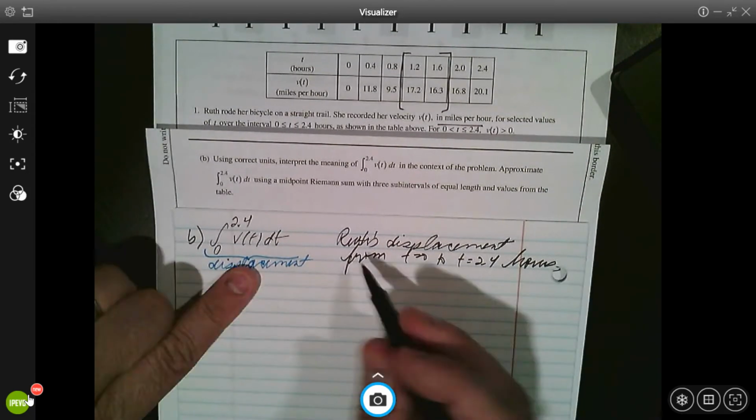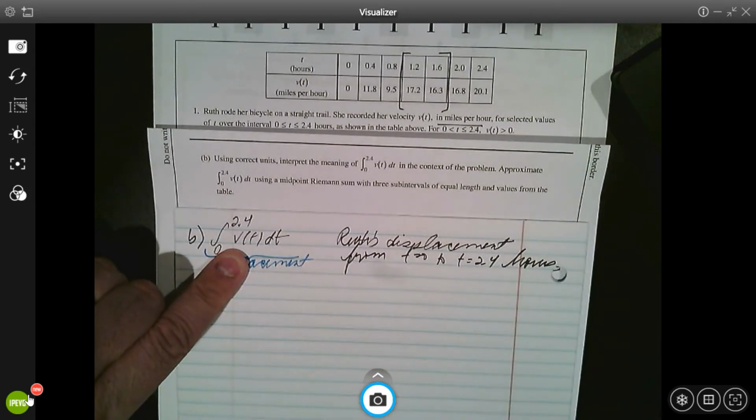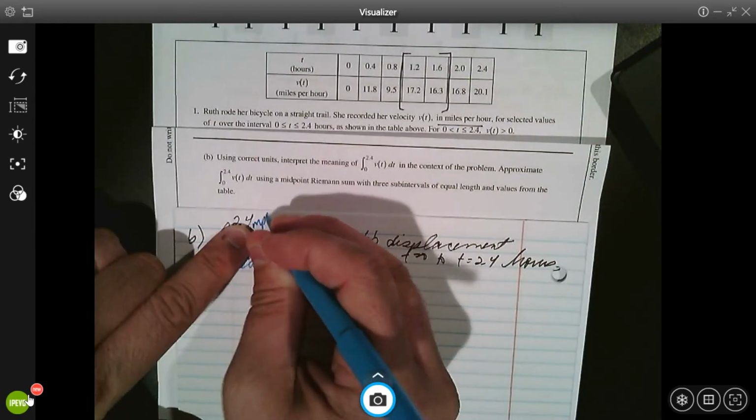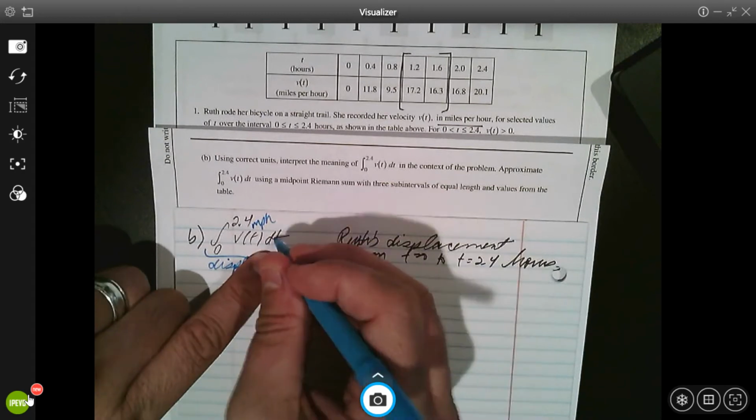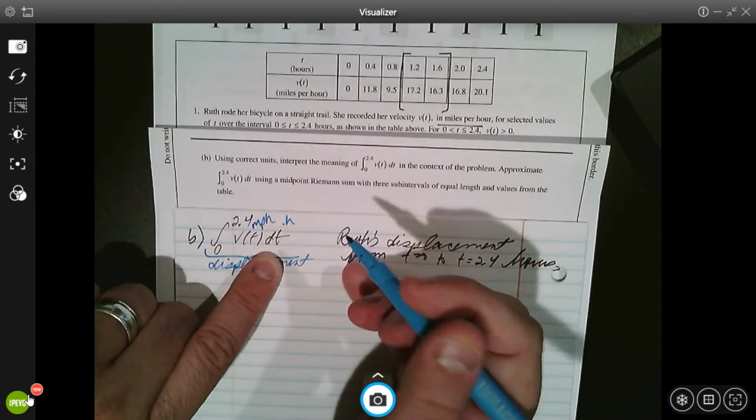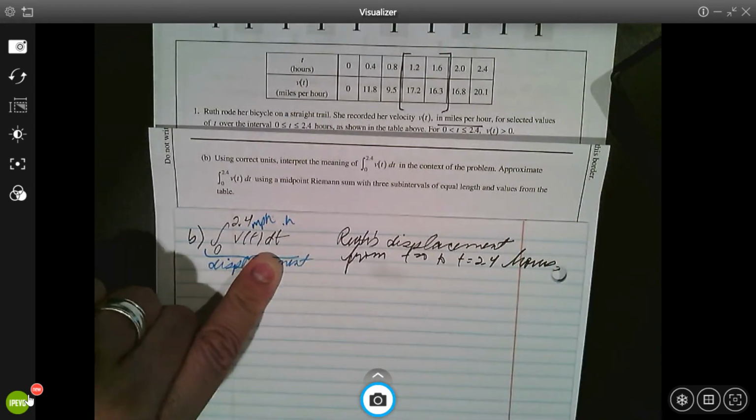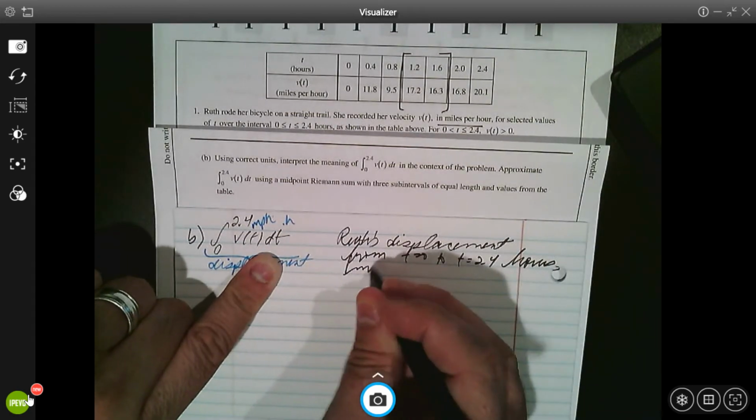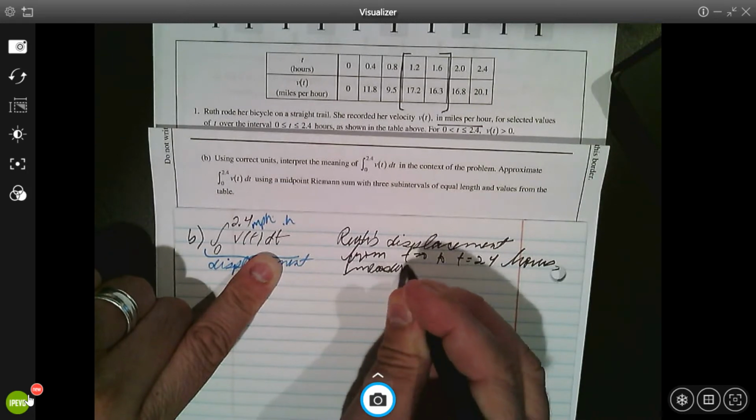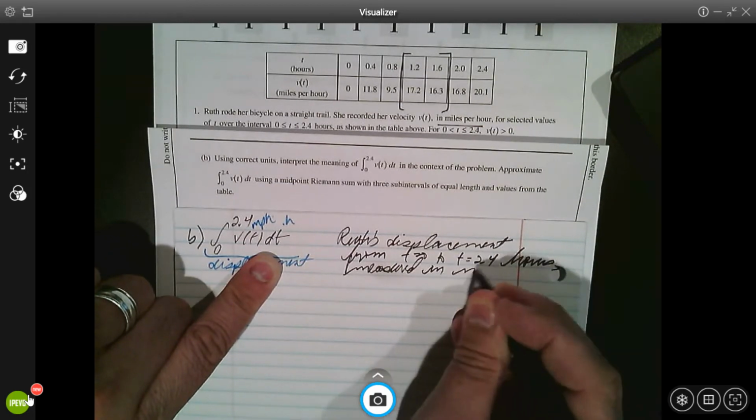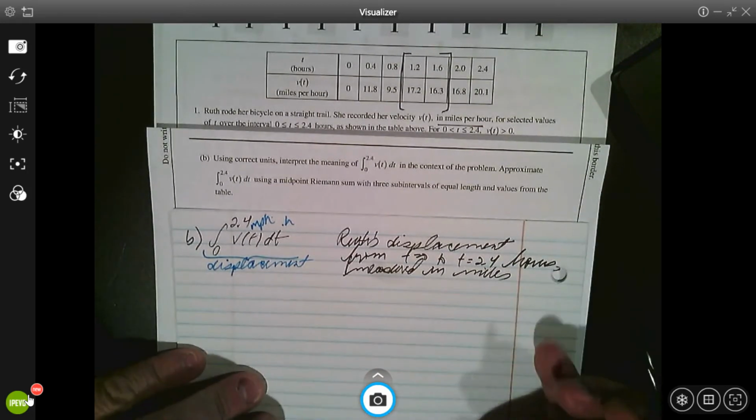And then you need to tell me what the displacement is being measured in. The velocity is being measured in miles per hour. Time is being measured in hours. Miles per hour times hours, the hours are going to cancel out, and you're going to get miles. So Ruth's displacement measured in miles.